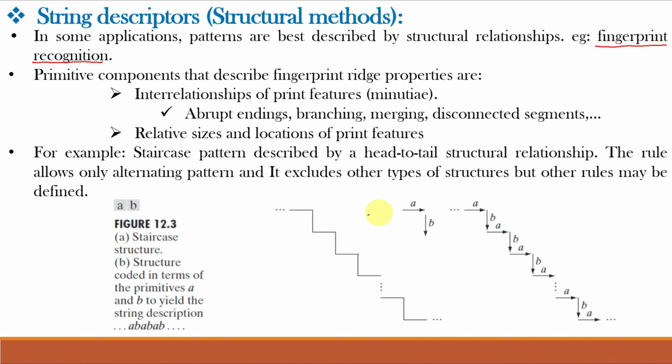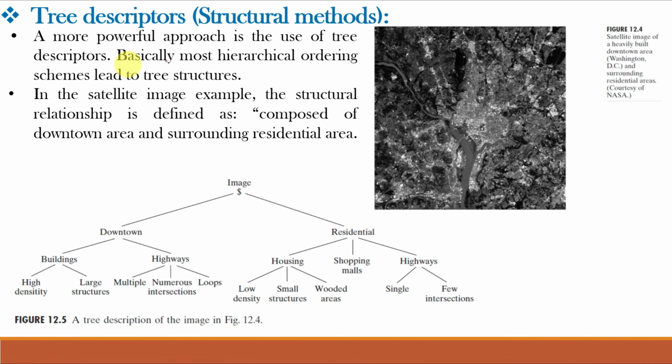But a more powerful approach for many applications is the use of tree structures. So that is the third type of pattern arrangement. Basically, most hierarchical ordering schemes lead to tree structures. In this example of a satellite image, the structural relationship is defined as composed of downtown area and surrounding residential area. So the image has the tree branches like downtown area and residential area. The downtown area has further branches like buildings and highways, and residential areas have further branches like housing, shopping malls, highways and so on. And see here, the root of the tree describes the entire image. So we can go on subdividing until the resolving capability is reached. So in this way we can use different pattern arrangements in patterns and pattern classes.